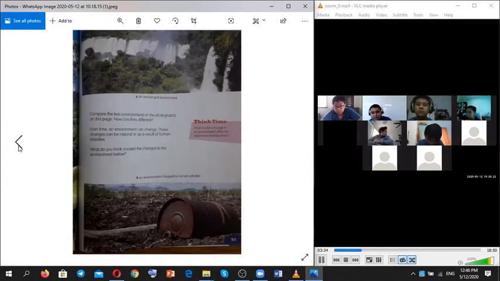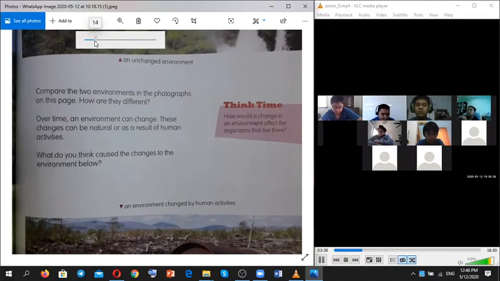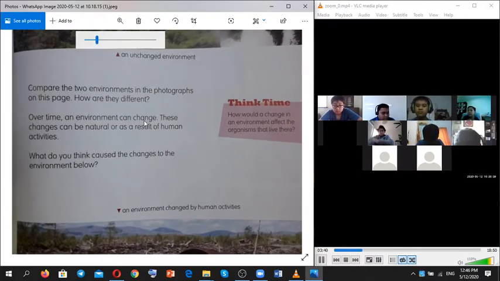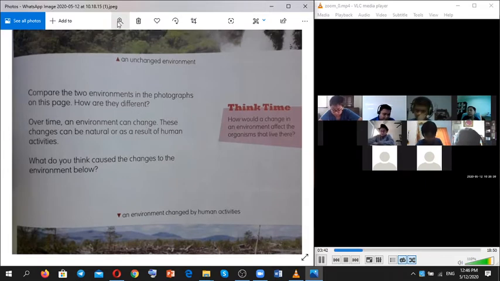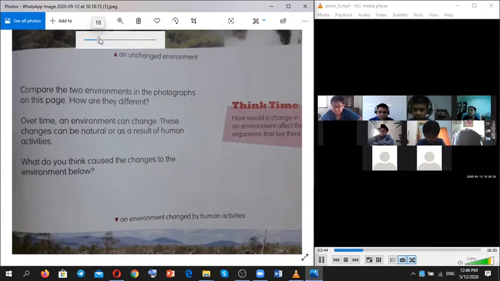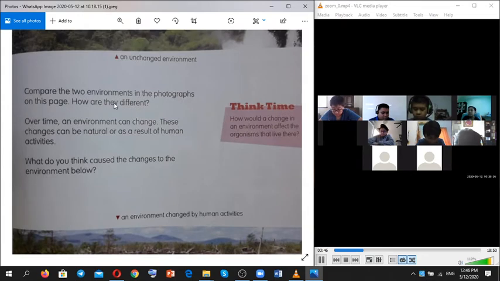Okay, I want Amir to read loud and clear. On page 101, compare the two environments in the photographs on this page. How are they different? Over time, an environment can change. These changes can be natural or as a result of human activities. What do you think caused the changes to the environment below?